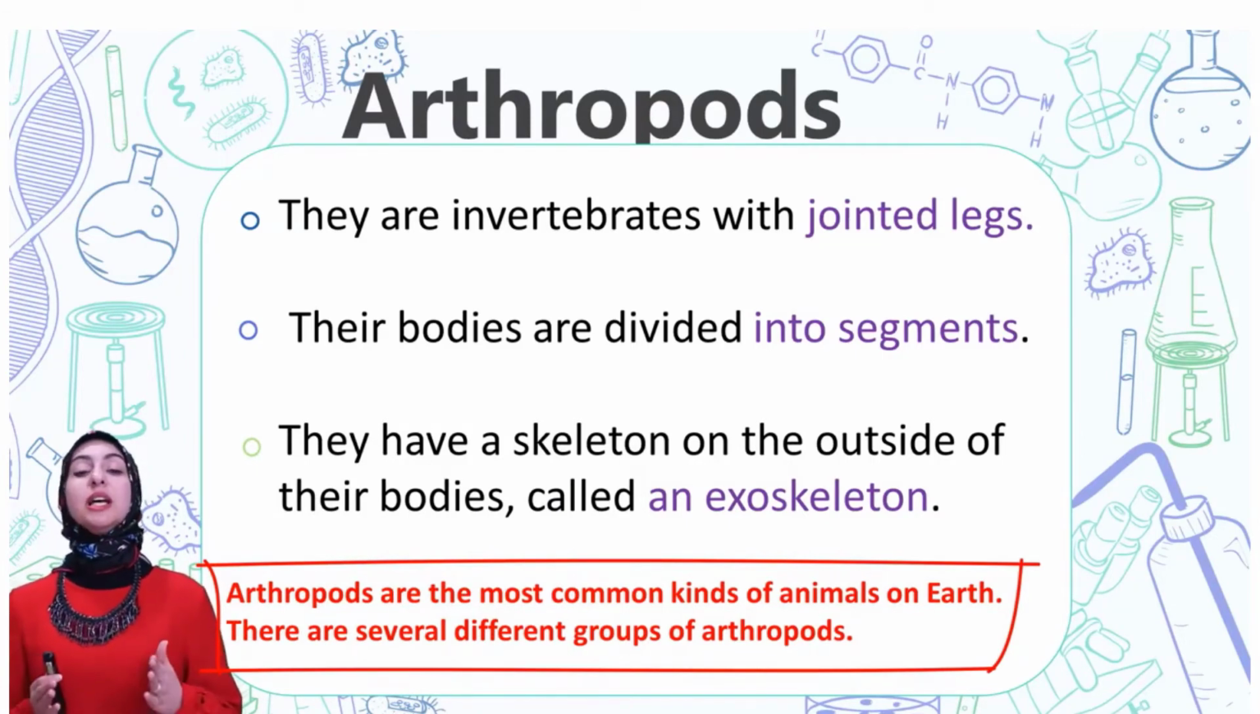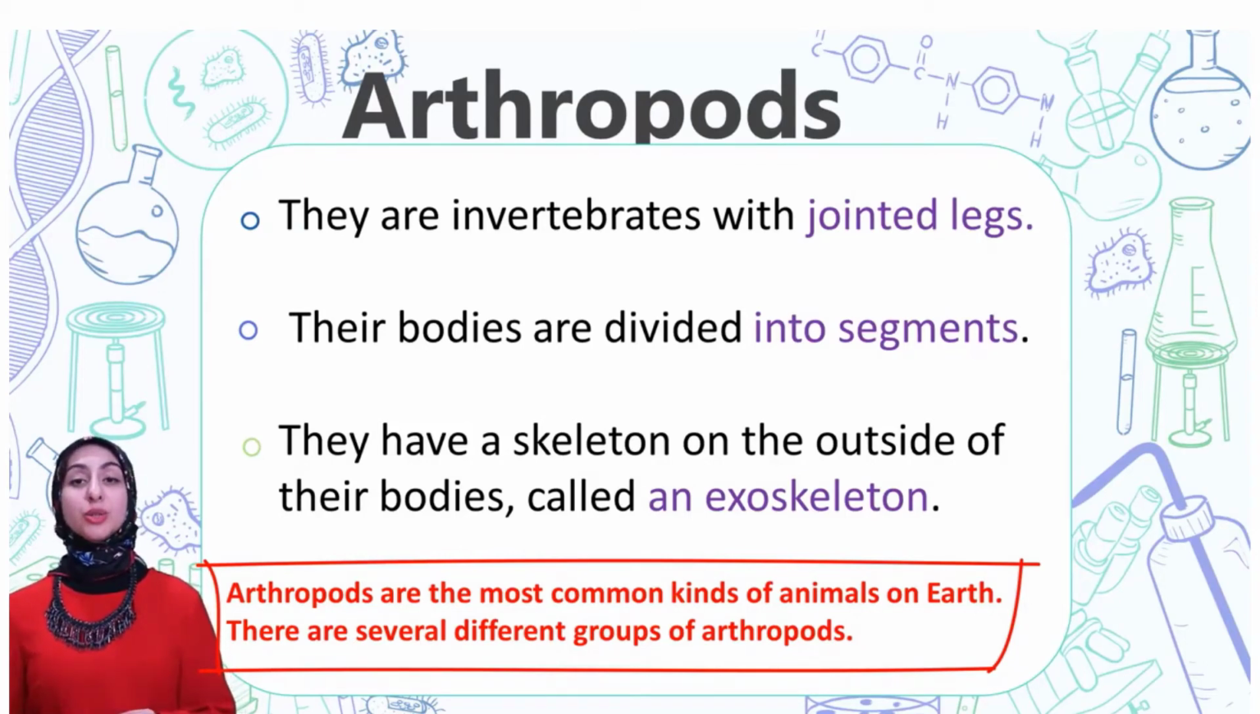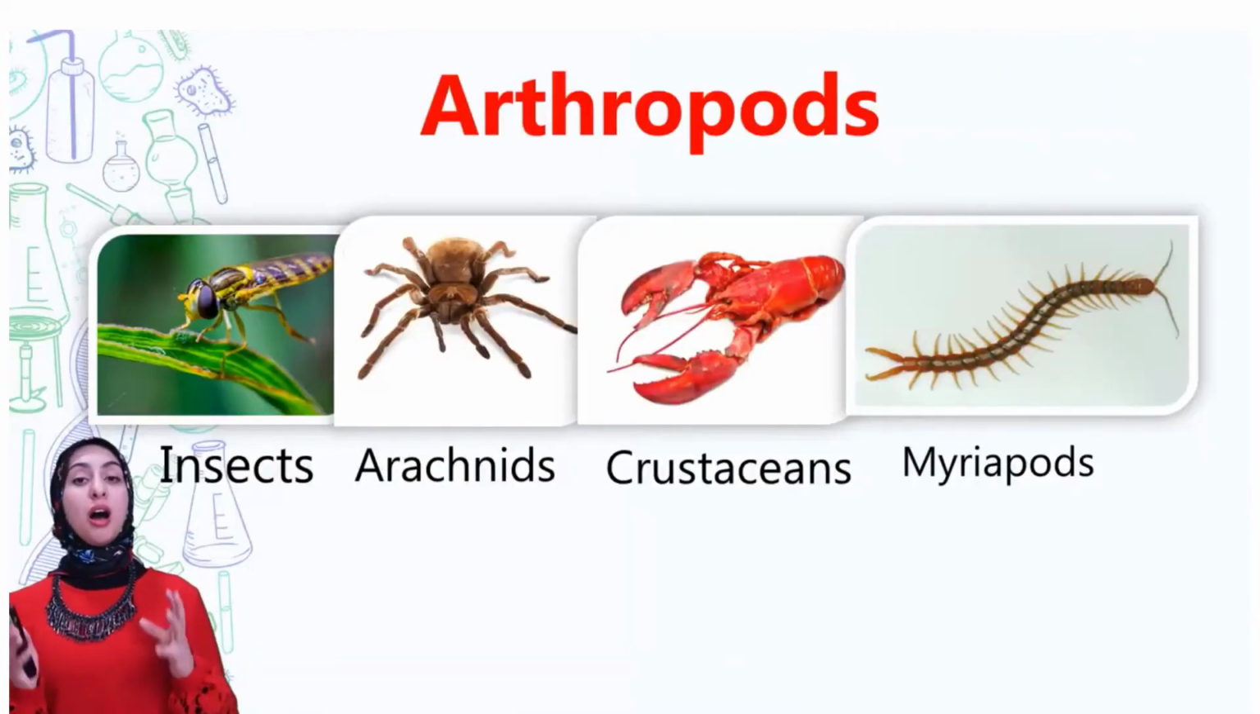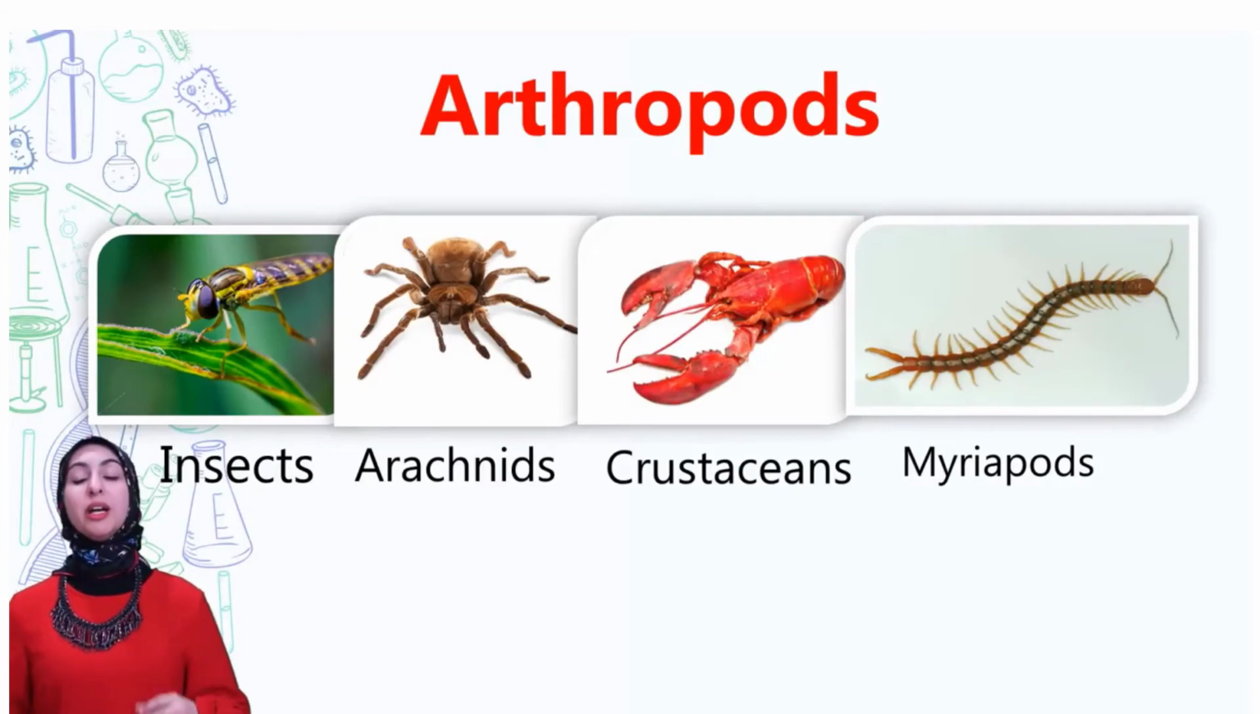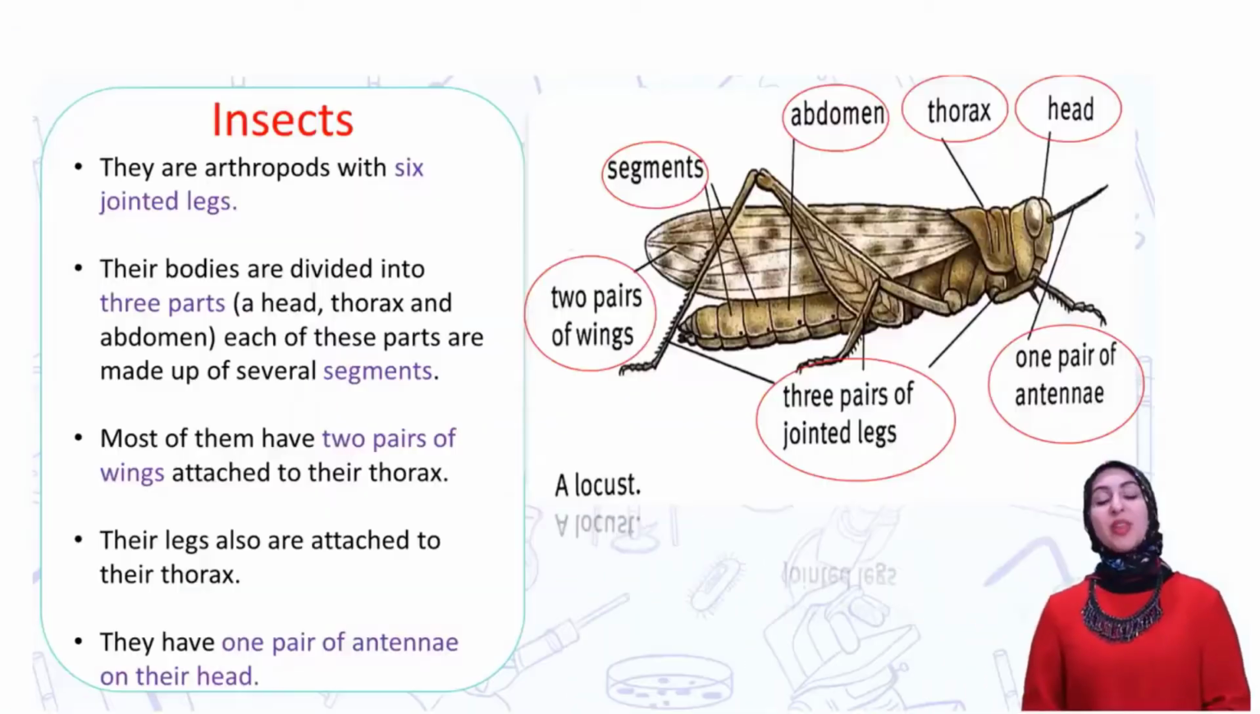There are several different groups of arthropods, and we are going to take 4 of them today. So this means the arthropods group is divided into 4 groups, which are insects, arachnids, crustaceans and myriapods. Let's have a look at insects.